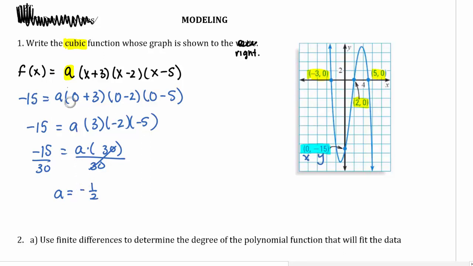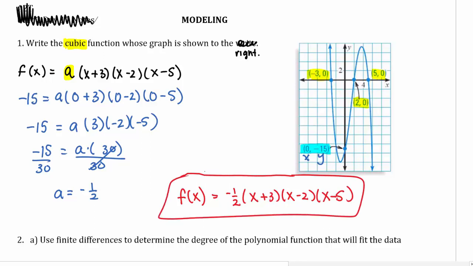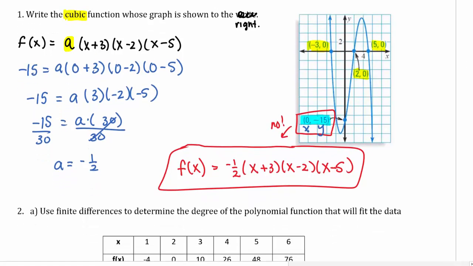Okay, so now I'm going to substitute that back into my original function so I can create the cubic function. So A is -1/2. I have x plus 3, x minus 2, and x minus 5. And it's important that you write it in this format. Sometimes people want to say, but don't I need to plug this point in here? And I want to say no. Because if I ask you to graph this, I want to know for every x, right? X can be anything and y can be anything. So we want to make sure that we're writing it as a general form.